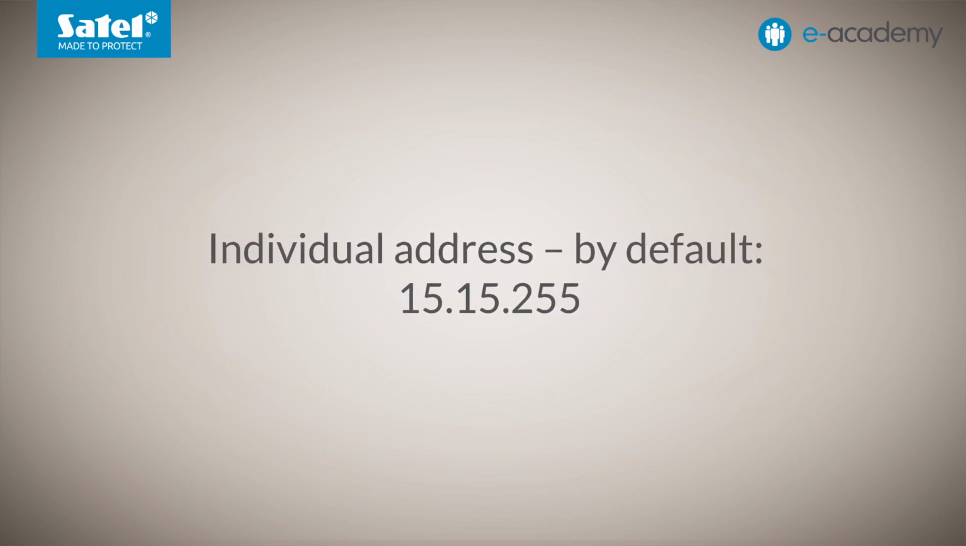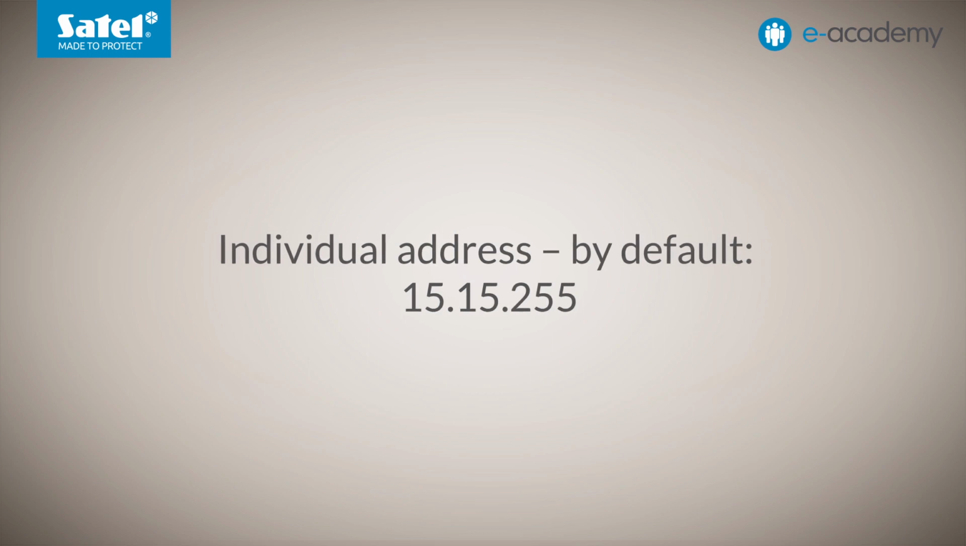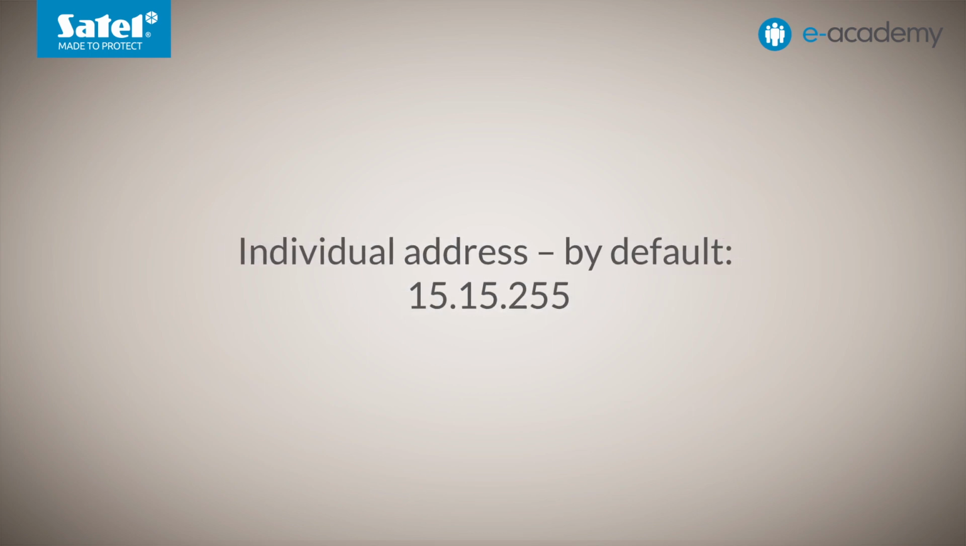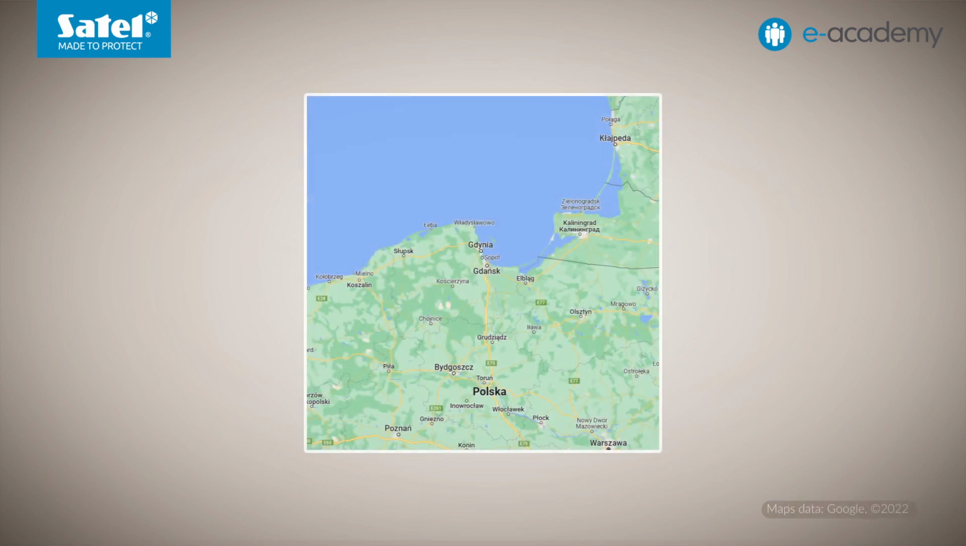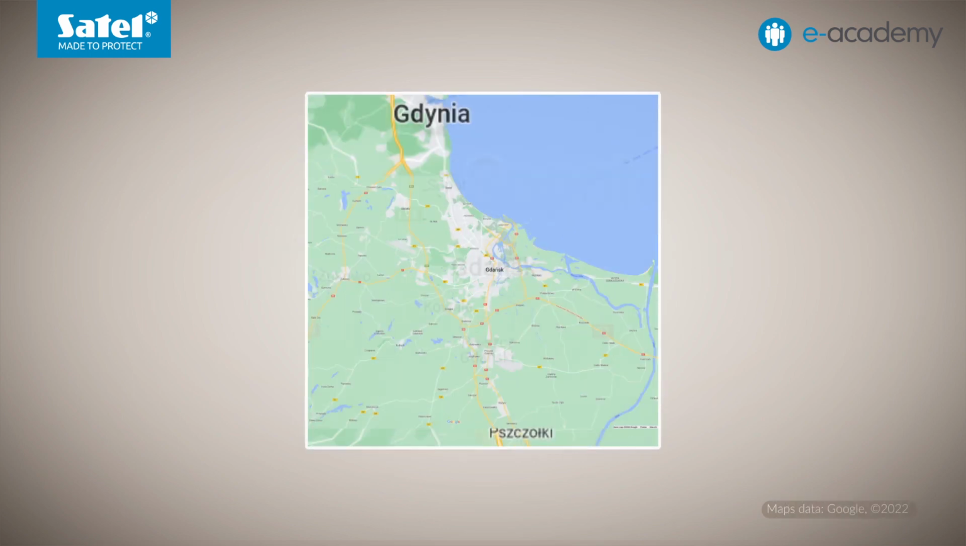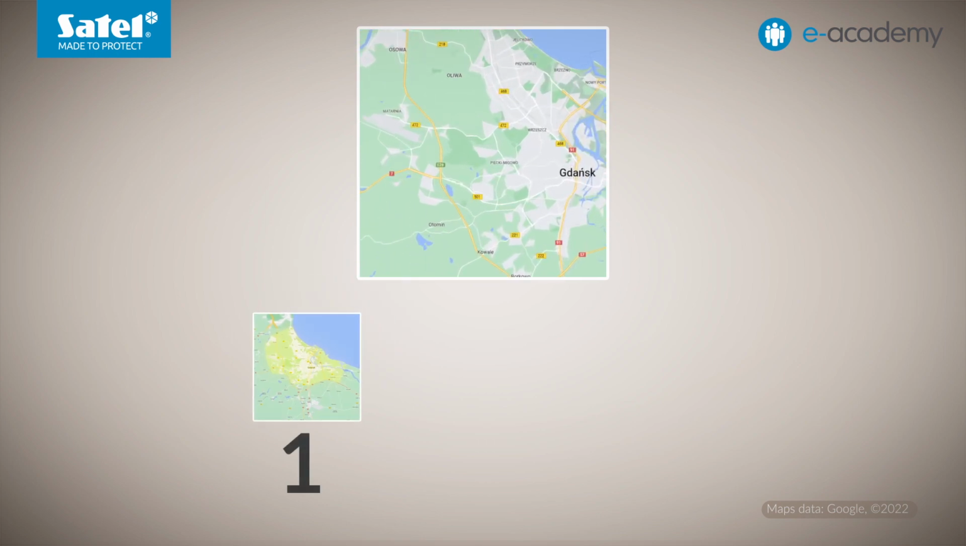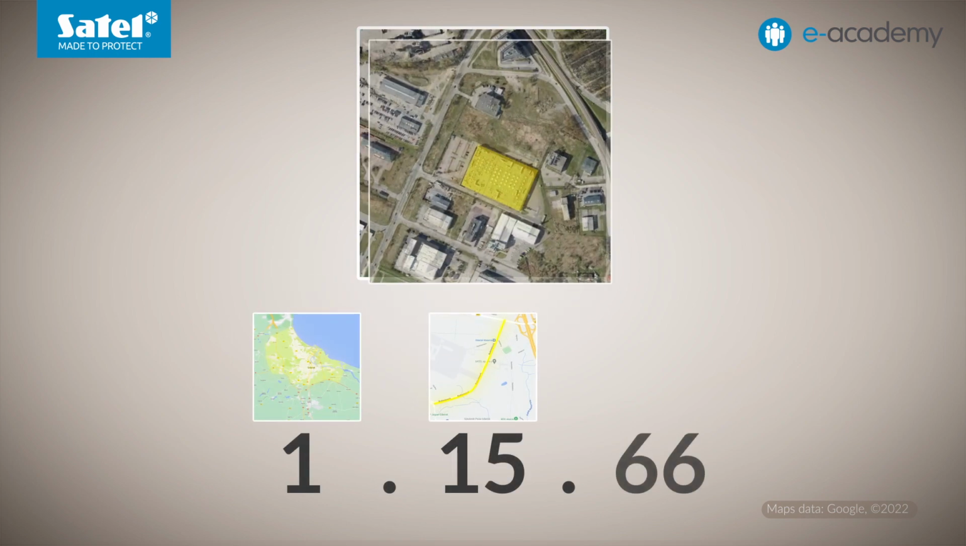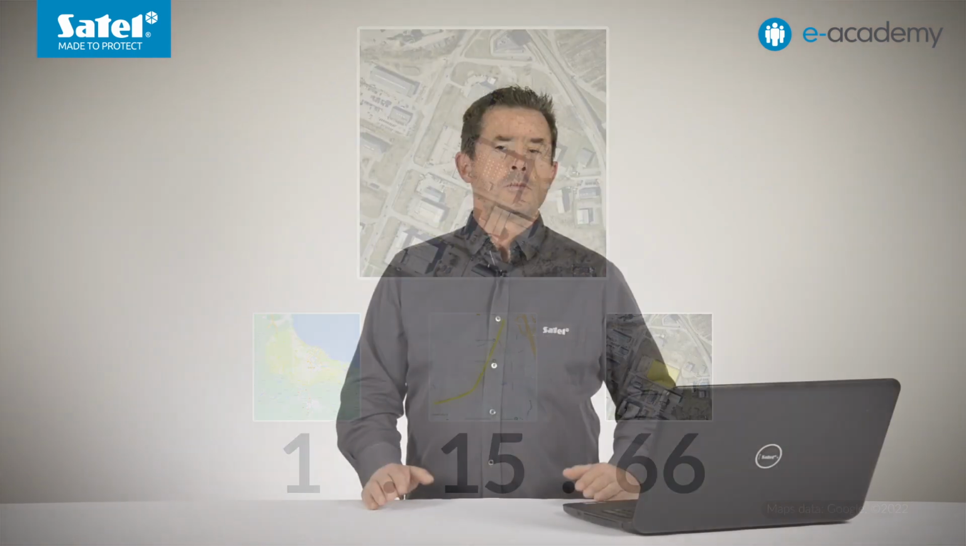Summing up, individual addresses, also referred to as physical addresses, tell us where a particular device is located in the installation. So they can be compared to postal addresses. The area number is like the name of the city. The line number would correspond to the name of the street and the number of the bus device to the number of the building. Let's move on.